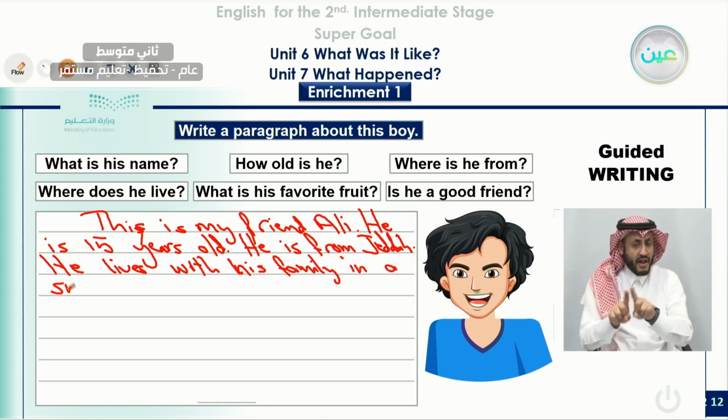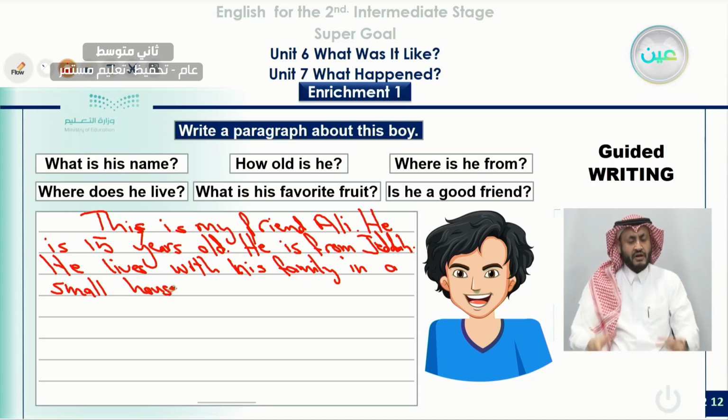You can add whatever you want to add. Okay, a small house, for example. Okay, so the sentence finishes here. What do I have to do? I have to put a full stop here. The next question, where does he live?